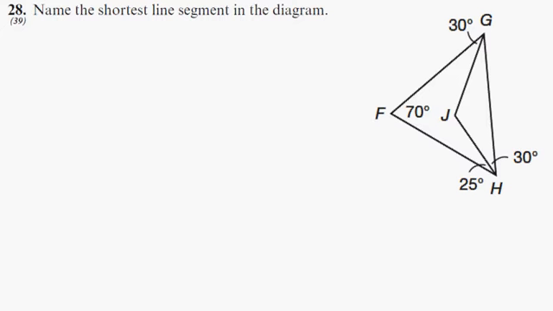I think to begin this problem, I need to remind you that the triangle segment that is across from the shortest or the smallest angle will be the shortest, okay? So anytime you have the smallest angle, it will be directly across from the shortest segment. All right, let's figure out what we know here.